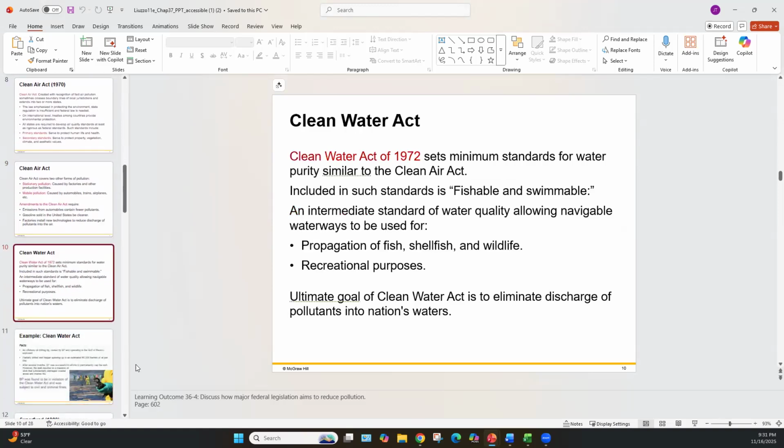All right, the Clean Water Act, which, when you think about air, what's next? Water. I mean, without water, life is impossible. And kind of giving a science lesson to my daughter over the weekend, we went through that: the importance of water, without which life of any kind would be impossible. The Clean Water Act of 1972 sets minimum standards for water purity, similar to the Clean Air Act. Included in such standards is fishable and swimmable.